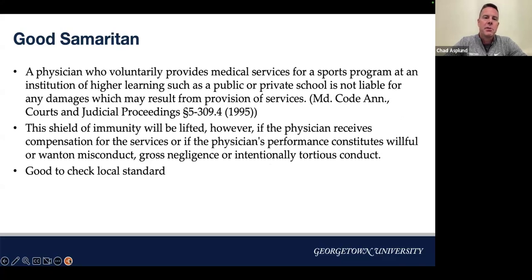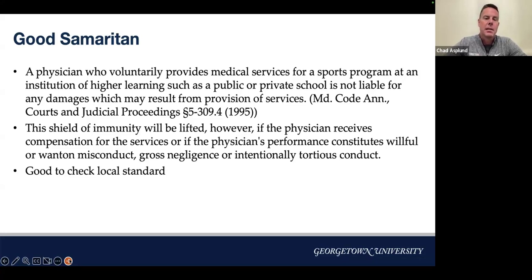A lot of confusion comes into the Good Samaritan case. I know many of us early in our careers, many of us still, volunteer to cover high school football games or stand out on the sidelines in a volunteer status. So a physician who voluntarily provides medical services for a sports program at an institution of higher learning, such as a public or private school, is not liable for any damage which may result from provision of services.